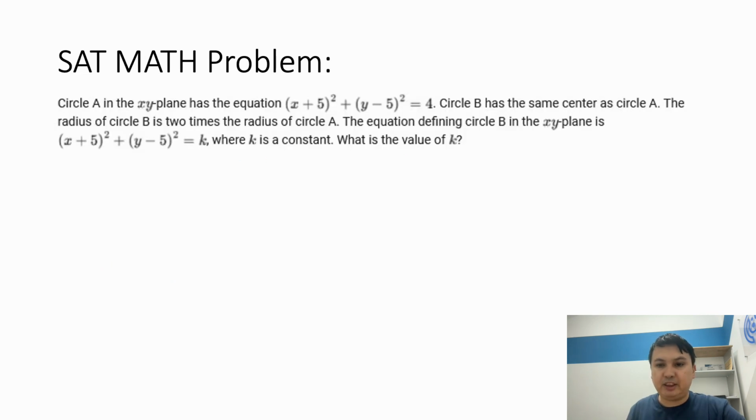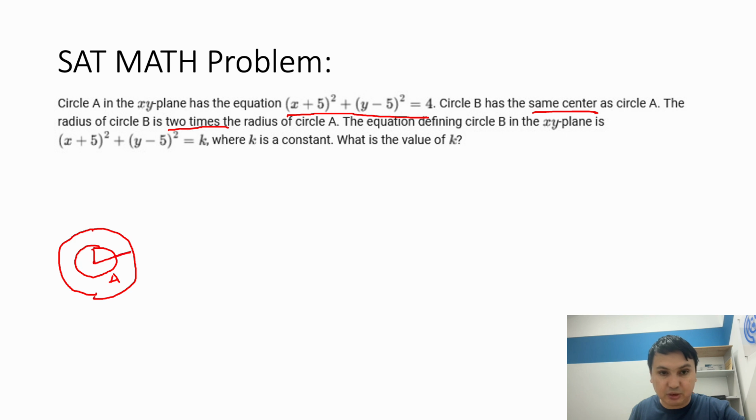Alright, so finally let's do the SAT math problem. What do we have? We have circle A and circle B. Circle A has this particular equation. Circle B has the same center, and it has a radius 2 times the radius of circle A. So it's twice as large. If my circle A is something like this, they have the same center. This is my A, then circle B has the same center, but it's larger. The radius is twice.